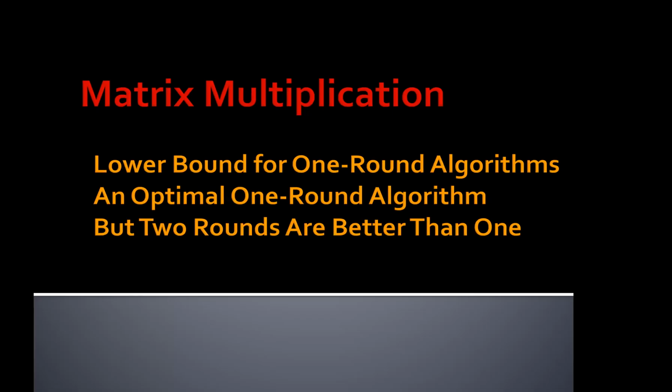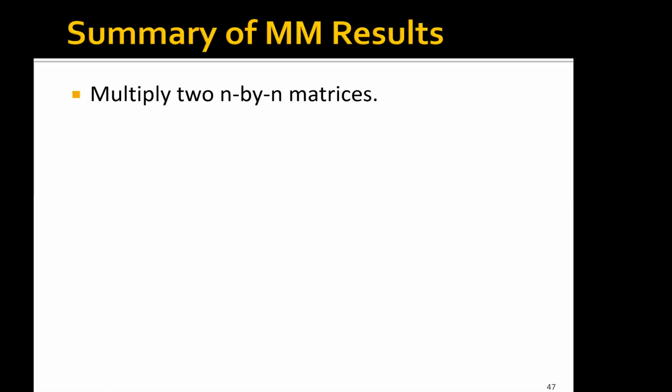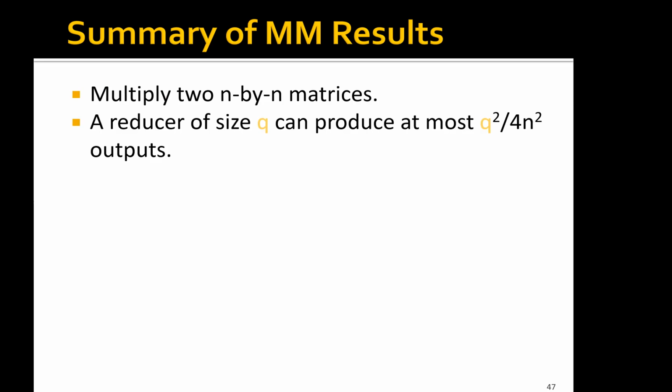Okay, I wanted to finish up by just mentioning a little bit of the story of matrix multiplication. It's an interesting story because it's a case where we can actually prove that a 2-round MapReduce algorithm is better than a 1-round MapReduce algorithm. So the problem is to multiply n by n matrices, and assume that they're dense matrices. And again, I'm just going to throw out the numbers for you. They're not that hard to do. A reducer of size q can produce only q squared over 4n squared outputs.